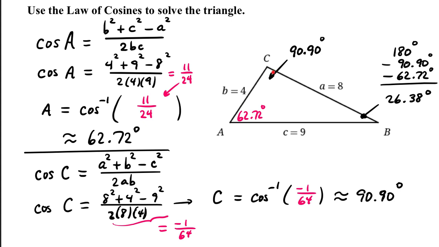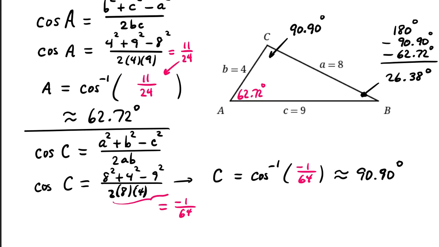Once you know two angles, you can subtract them from 180 to get your third. No matter if a triangle has a right angle or not, the interior angles always add up to 180.